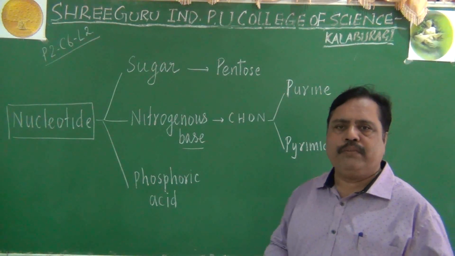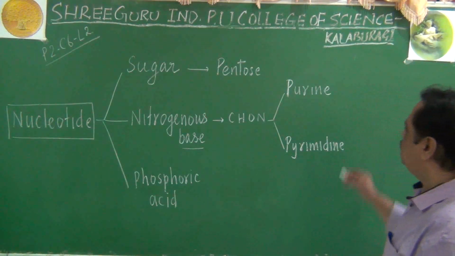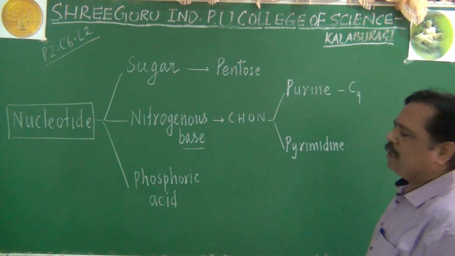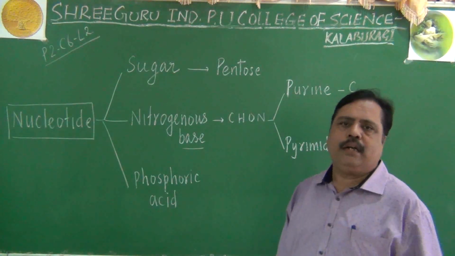What is the difference between purine and pyrimidine? Please listen. Purines are made up of 9 carbon atoms in them. They are made up of 9 carbon atoms.